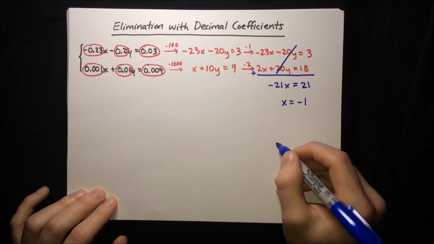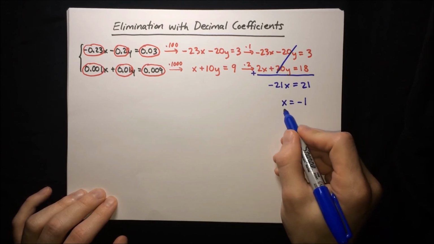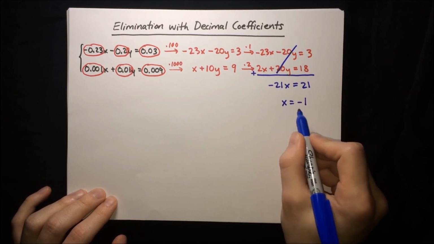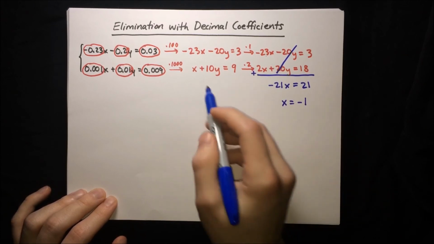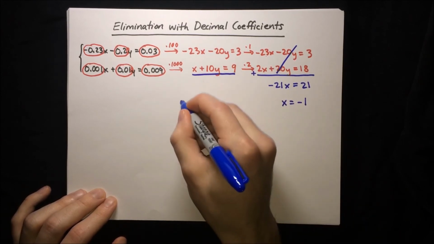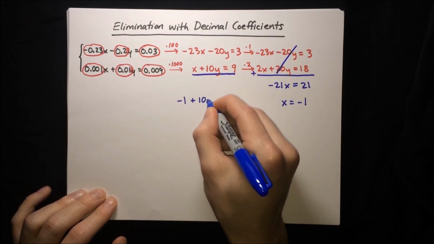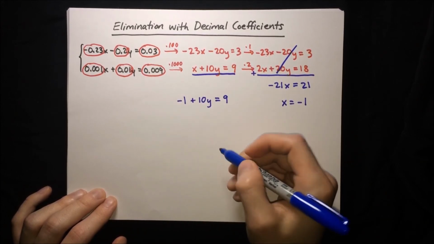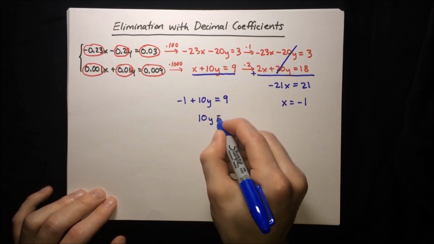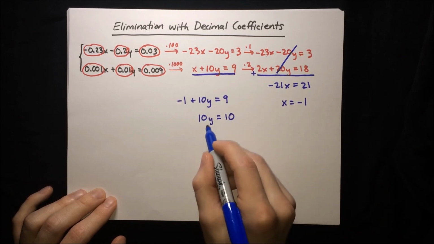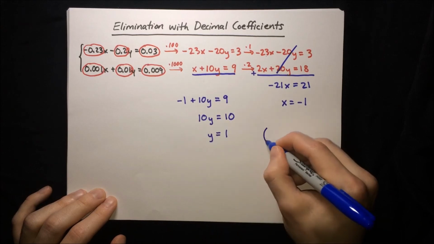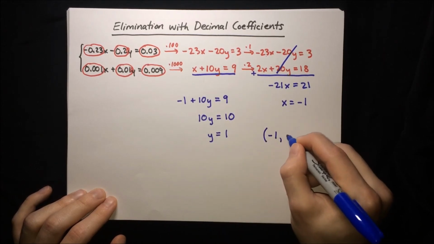All right, so now it just remains to figure out what y is, and we can do that using x equals negative 1. Let's go ahead and substitute that into one of the equations. How about this one right here? That looks like the simplest one. So we've got negative 1 plus 10y equals 9, and we just have to solve this equation. So add 1 to both sides, 10y equals 10, and then divide by 10, and we get y equals 1. So there's our solution. x is negative 1, and y is 1.